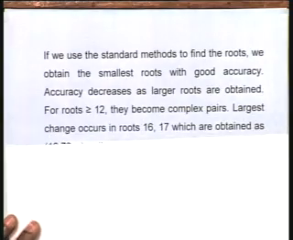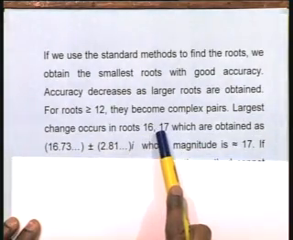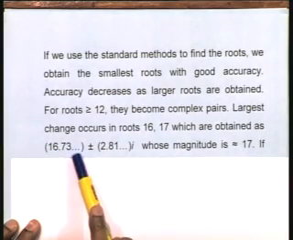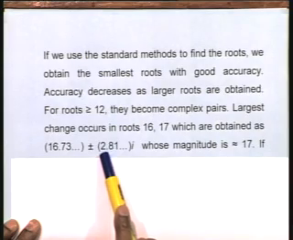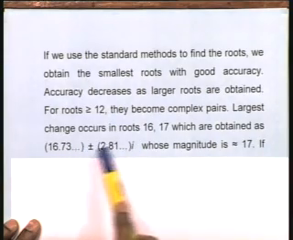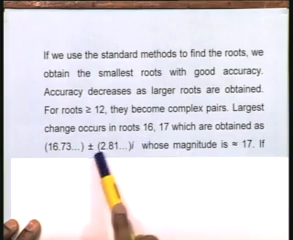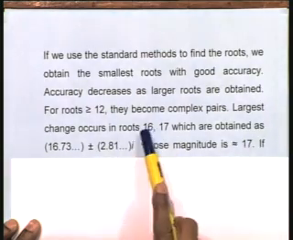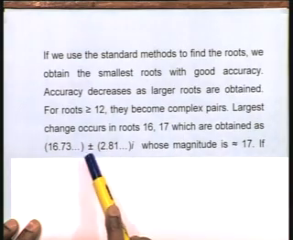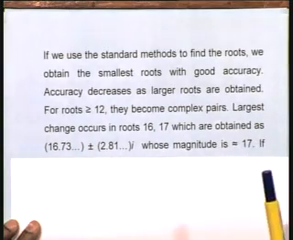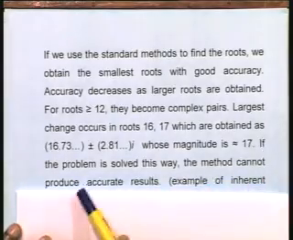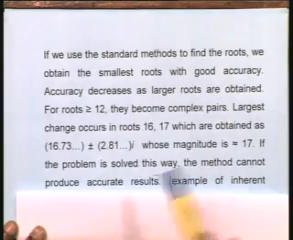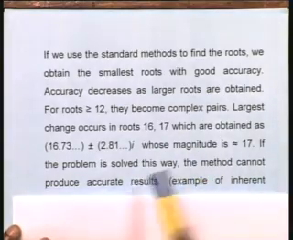The largest change occurs in the roots 16 and 17, which are obtained as a complex pair, the real part is 16.733 and so on, and the imaginary part is 2.81 and so on. So this is a complex pair and it represents both the roots 16 and 17, and if you take the magnitude of this, it is approximately 17. So both these roots 16 and 17 come out as a complex pair whose magnitude is approximately 17. If you change the method, the solution is still not going to come in the way that the problem has been tackled.